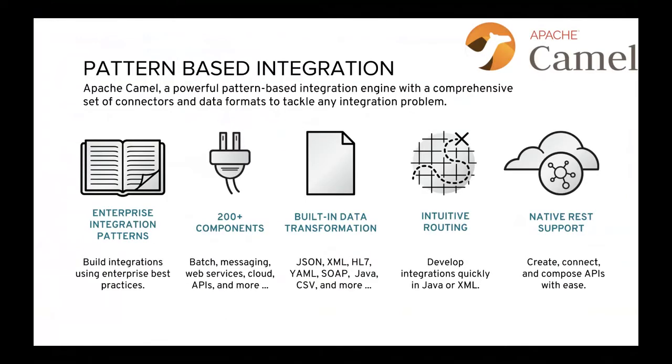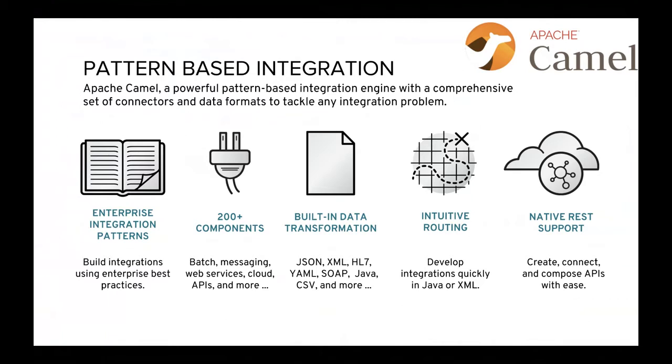Here are the highlights of Camel. Camel allows you to build integration using enterprise best practice. Those are the enterprise integration patterns, which we're going to see in a moment. To integrate with different systems, Camel comes with over 200 components. So you can integrate with legacy systems, mainframes, you can do batch styles with FTP and files, you can do messaging systems, streaming systems, web service, REST service, cloud providers, and so on and so on.